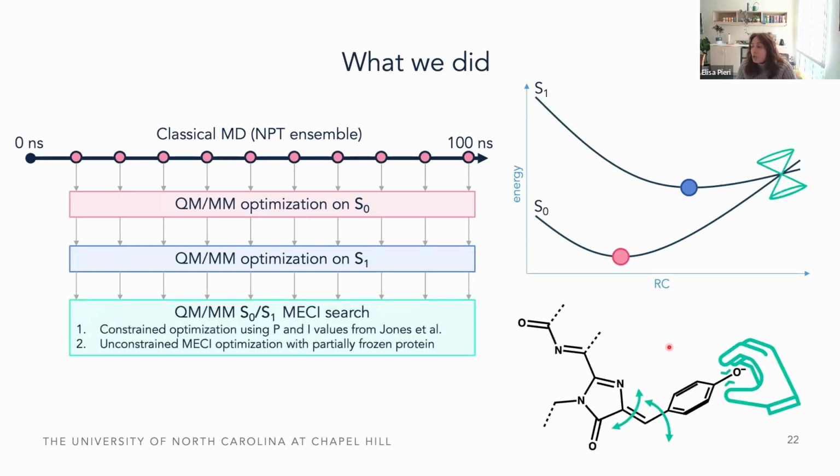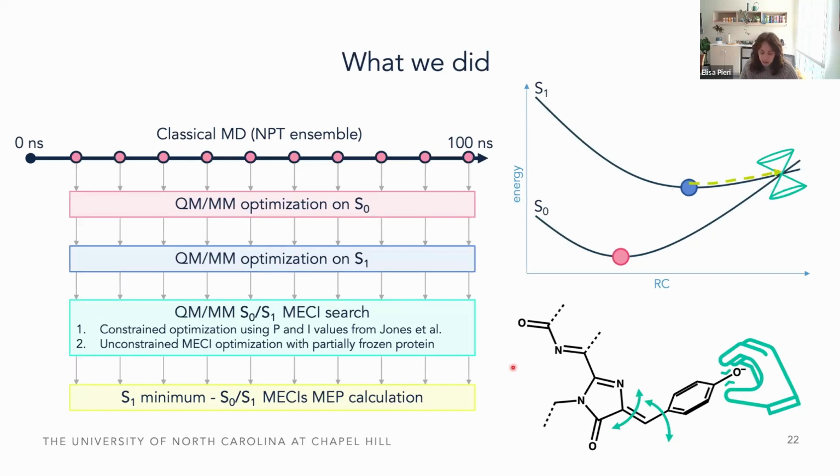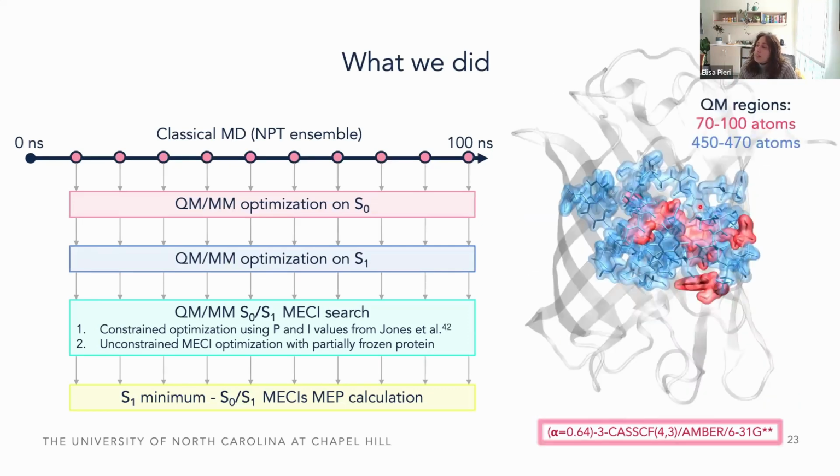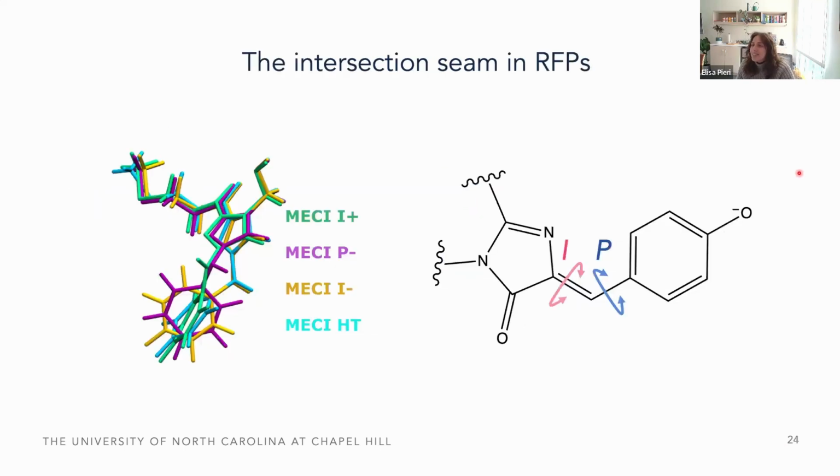Then what we did was to twist the chromophore in different ways to find all possible types of conical intersections. And finally, we calculated the path connecting the excited state minima and the conical intersections to see if there is a barrier, what kind of barrier is there, and so on. And as a detail, these calculations were really expensive because we used a QM region that was between 70 and 100 atoms for the optimizations, but then all the energies were refined with a much larger quantum region and CASSCF. So this was pretty intensive.